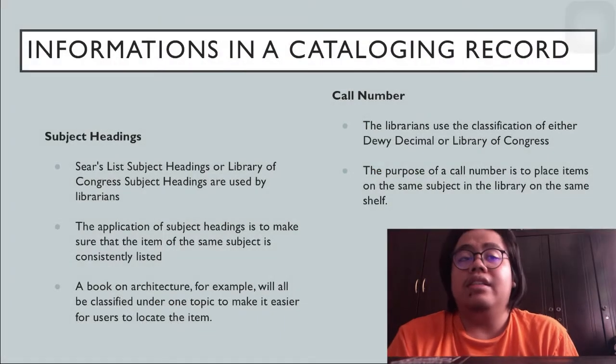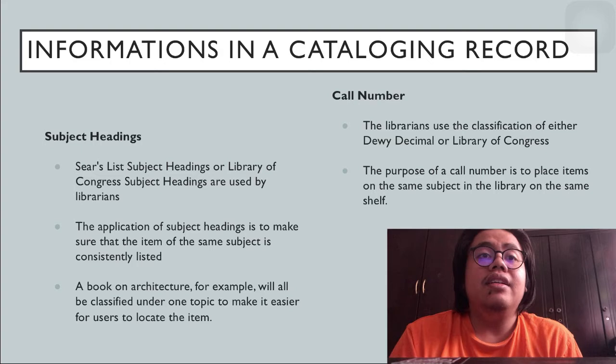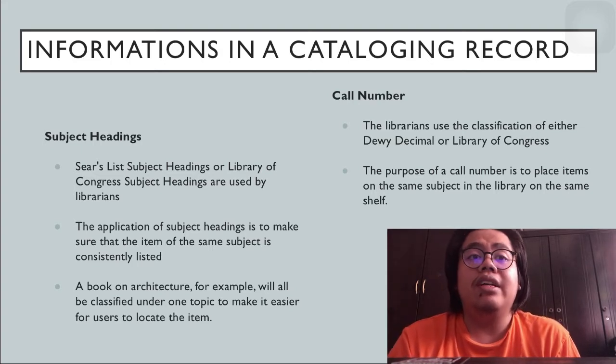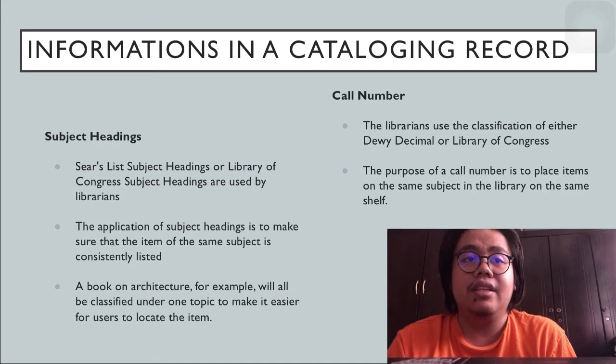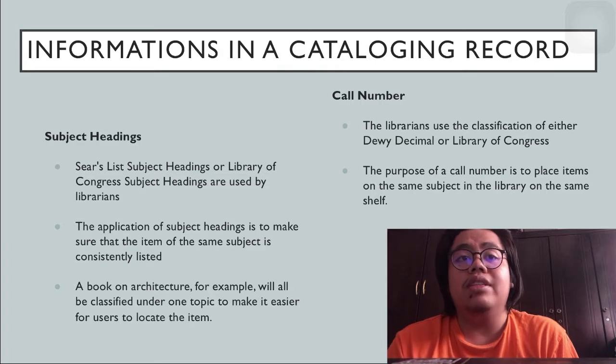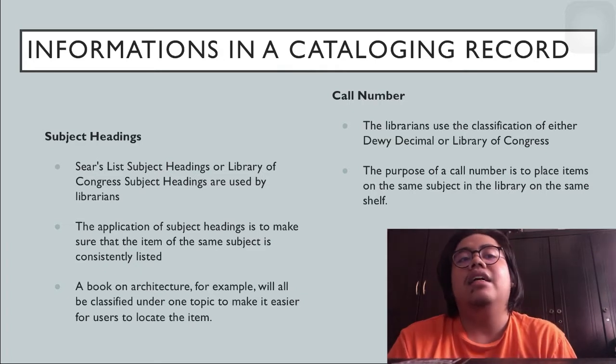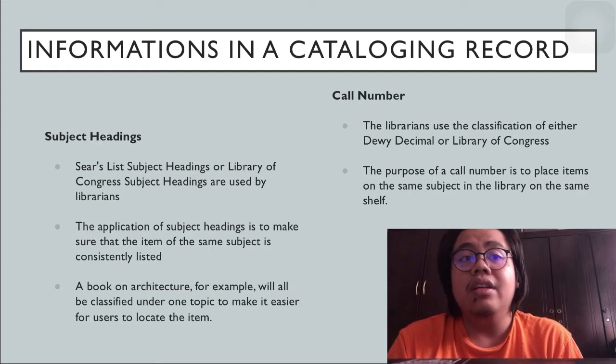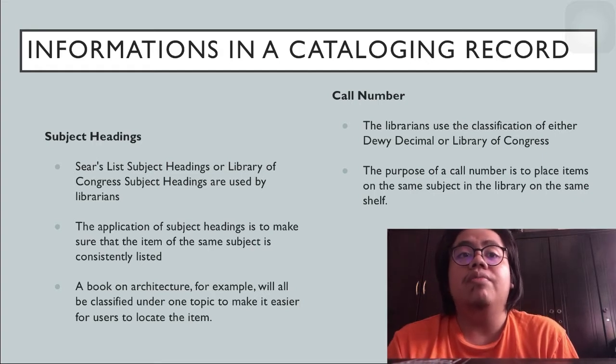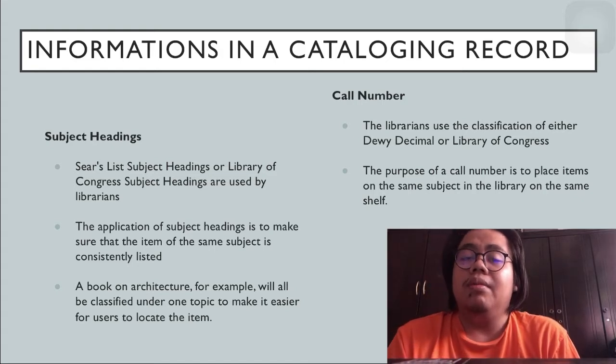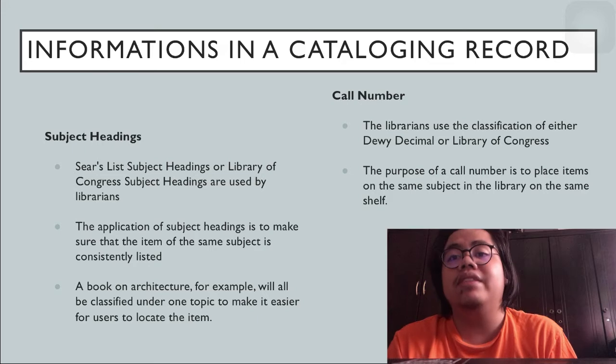The next one is subject headings and call number. Sears list of subject headings or Library of Congress subject headings are used by librarians. The application of subject headings is to make sure that items of the same subject are consistently listed. A book on architecture, for example, will all be classified under one topic to make it easier for users to locate them. For call number, the librarians use the classification of either Dewey Decimal or Library of Congress. The purpose of a call number is to place items on the same subject in the library on the same shelf.